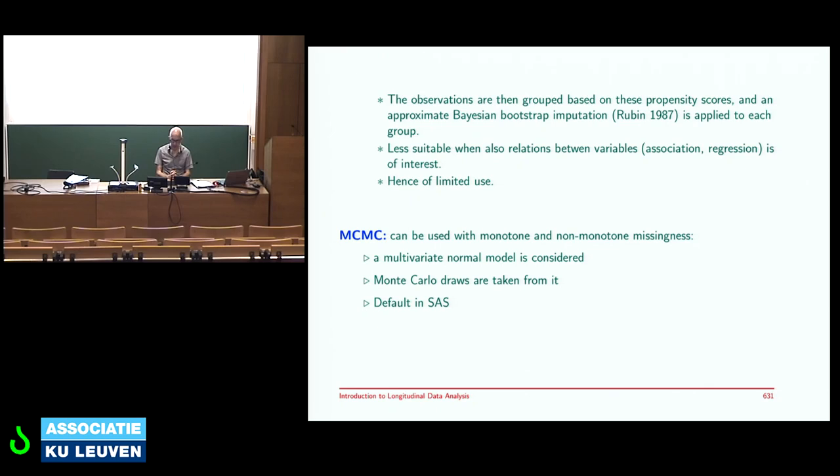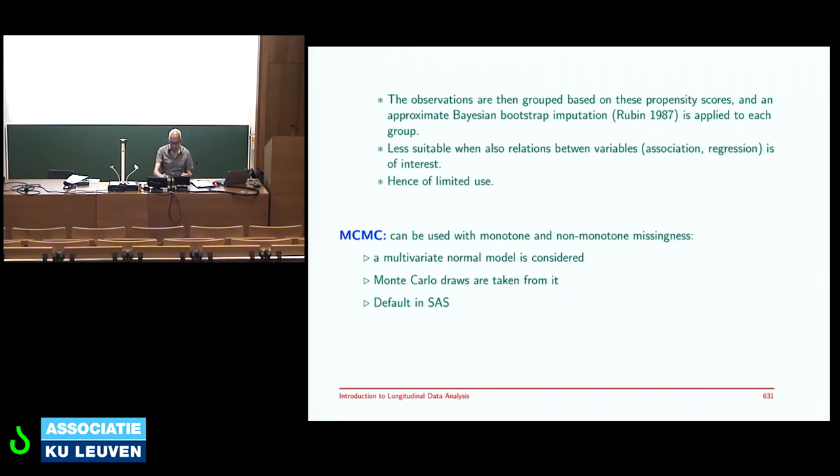MCMC is the extension of the monotone framework to non-monotone data. So if the input data are non-monotone, you can use MCMC, where the multivariate normal model is considered, but you estimate at first using Monte Carlo methods. And that's the default in SAS. Of course, MCMC works for monotone data as well. But the monotone statement can be considerably faster than the MCMC when the data are truly monotone.